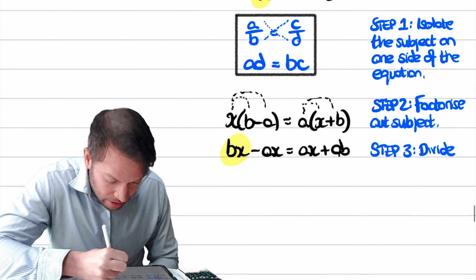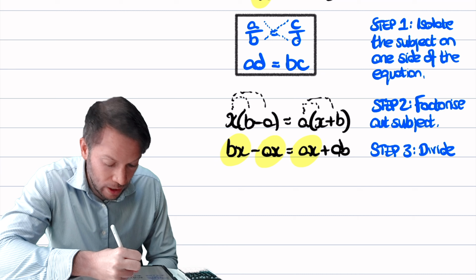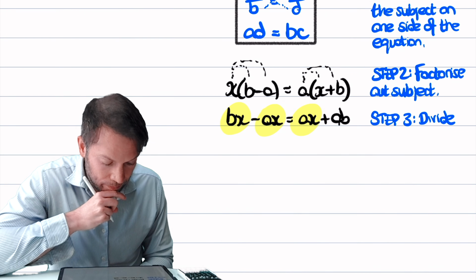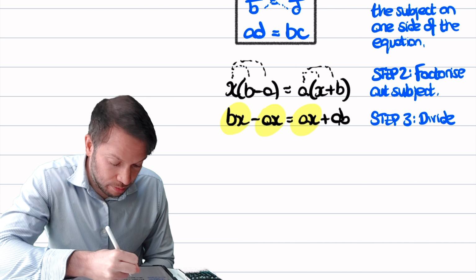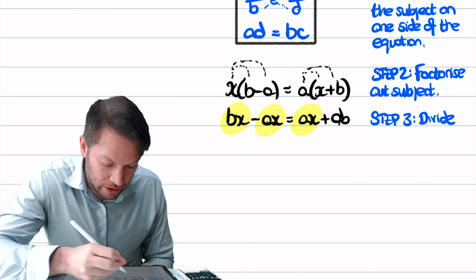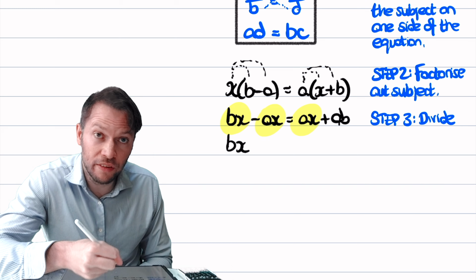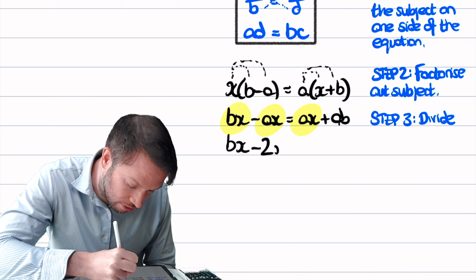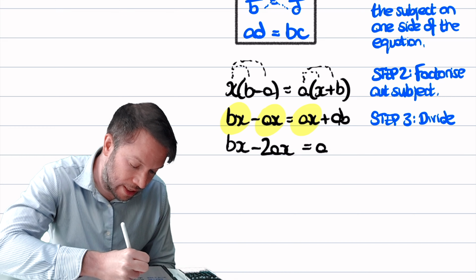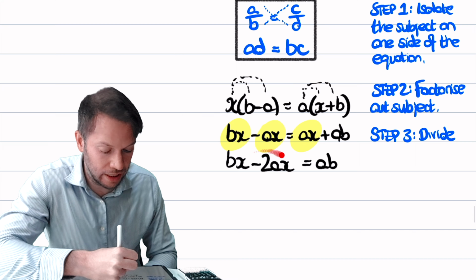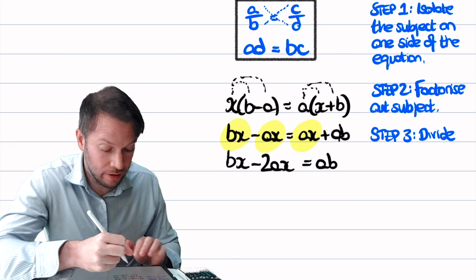Now, this is an x term, this is an x term, this is an x term, where x is the subject. So I want to get them on one side of the equation. If I just subtract ax from both sides, that will move it to the left. So I have bx, and then minus ax minus another lot of ax, it's going to be minus 2 lots of ax. And we've still got that ab left. So now we've done step 1 because all the x terms are on the left-hand side and the non-x terms are on the other side of the equation.